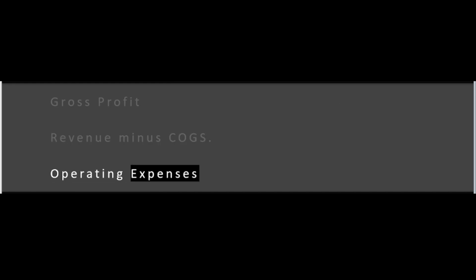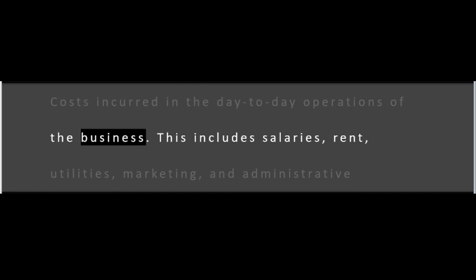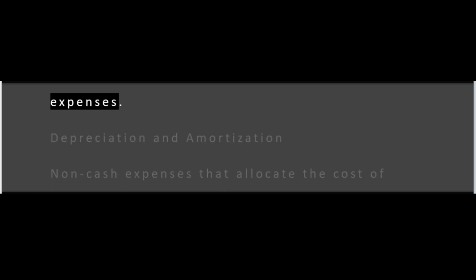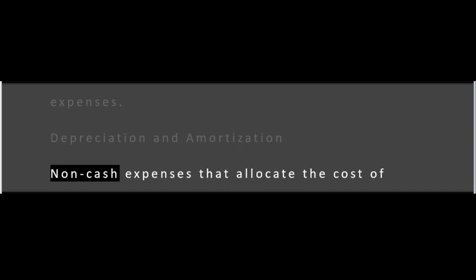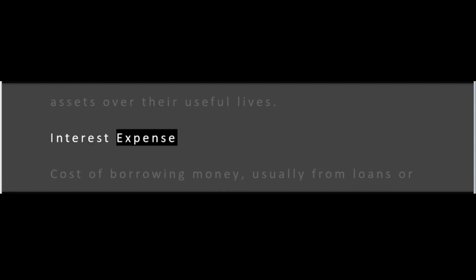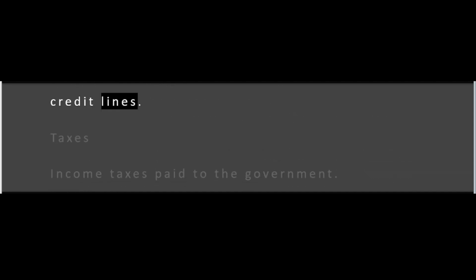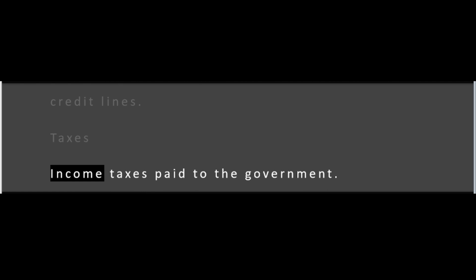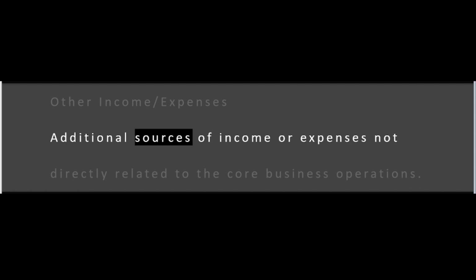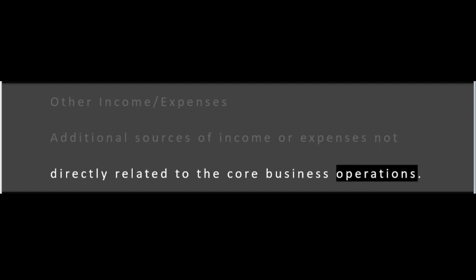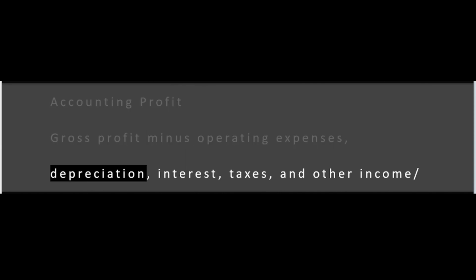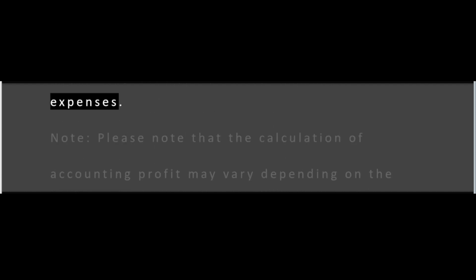Operating expenses. Costs incurred in the day-to-day operations of the business. This includes salaries, rent, utilities, marketing, and administrative expenses. Depreciation and amortization. Non-cash expenses that allocate the cost of assets over their useful lives. Interest expense. Cost of borrowing money, usually from loans or credit lines. Taxes. Income taxes paid to the government. Other income/expenses. Additional sources of income or expenses not directly related to the core business operations. Accounting profit. Gross profit minus operating expenses, depreciation, interest, taxes, and other income/expenses.